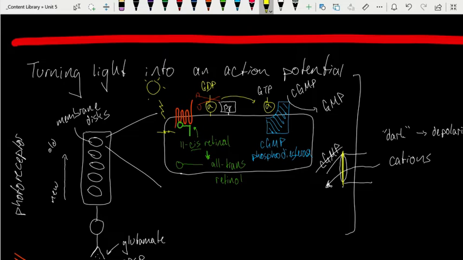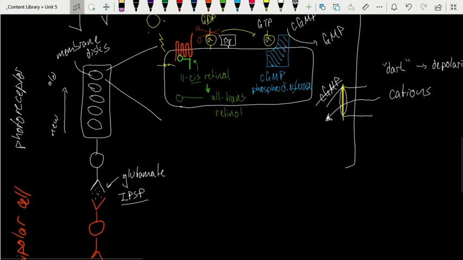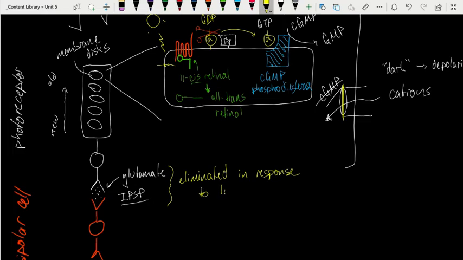As the door shuts and cations are no longer allowed into the cell, it stops releasing neurotransmitter, which means that this signal is eliminated in response to light.